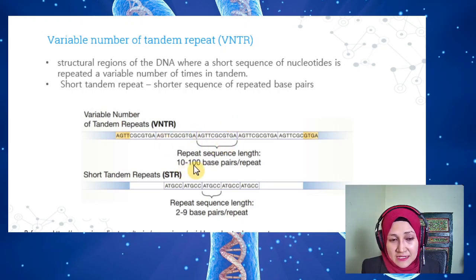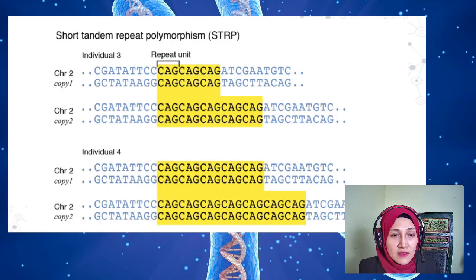For VNTR, it is 10 to 100 base pairs being repeated, whereas for the short tandem repeat, it is much shorter. So the segment that is repeated is from 2 to 9 base pairs. So the length of the genetic sequence is also different. When the person has this VNTR, it will be longer in length as compared to the reference genome. So this is an example of a short tandem repeat polymorphism.